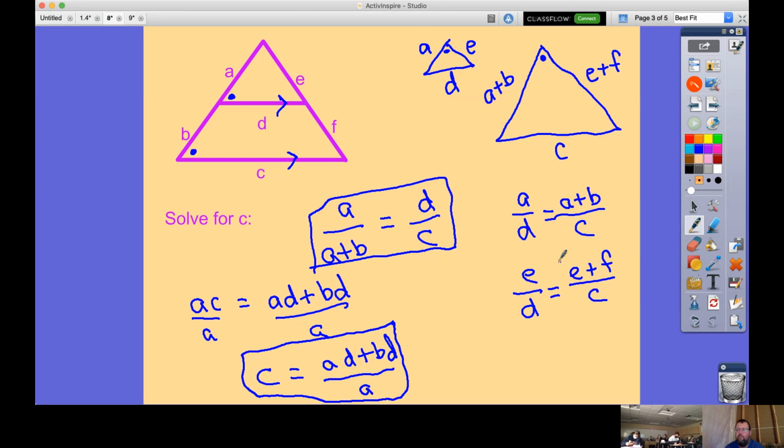All right. Yeah, for this bottom one over here, you could do the exact same thing. You'd cross multiply. EC equals DE plus DF. And then you would just divide by E here. So then our C would be this expression. All right. Technically, both of these are correct. You just have to show me the work for whatever way you want to do it.